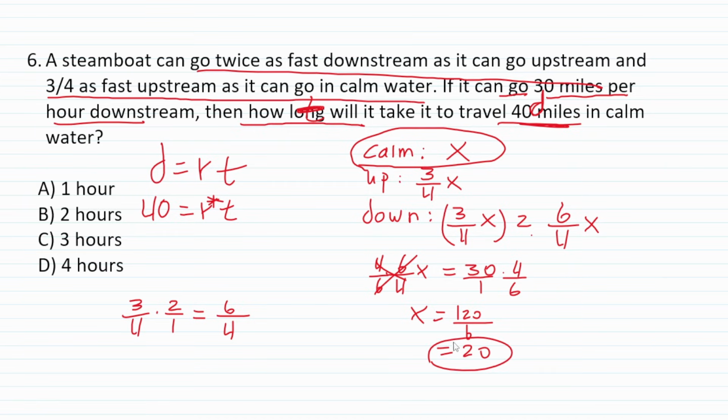All right, so the rate that our steamboat travels in calm water is going to be 20 miles per hour. Let's plug that in over here now. This is 20t. Divide both sides by 20 to get t by itself. This crosses out, leaving you with t over here. 40 divided by 20 is 2. So in other words, it's going to take this steamboat 2 hours to travel 40 miles in calm water. And of course, we now know it goes 20 miles per hour in calm water.